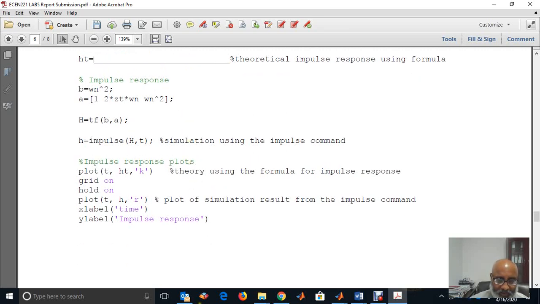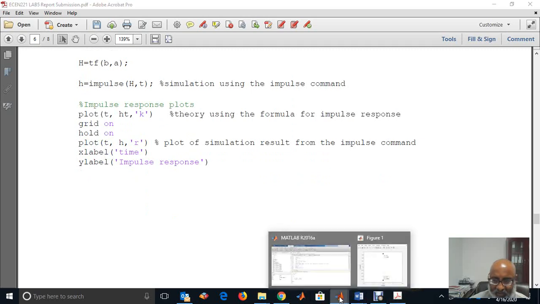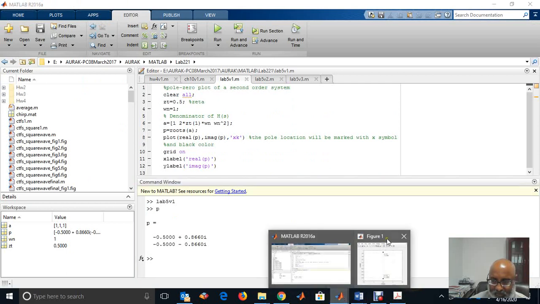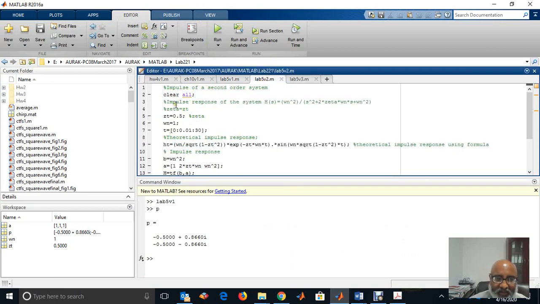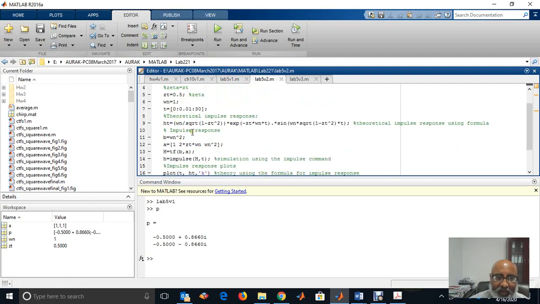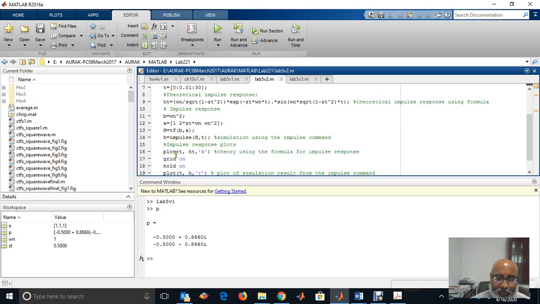Okay, so here let's go to MATLAB. I already did it for zeta 0.5, so I go again to MATLAB. Let me close this figure. I saved it here, clear all. I made a script file for zeta 0.5, and then omega n is 1 and t is the time vector, and h of t, for zeta 0.5, I have this expression. This is the impulse response, the mathematical equation. That means B is this, A is defined as this, H is the transfer function of B comma A, H is impulse H comma T, and plot T, H of T.